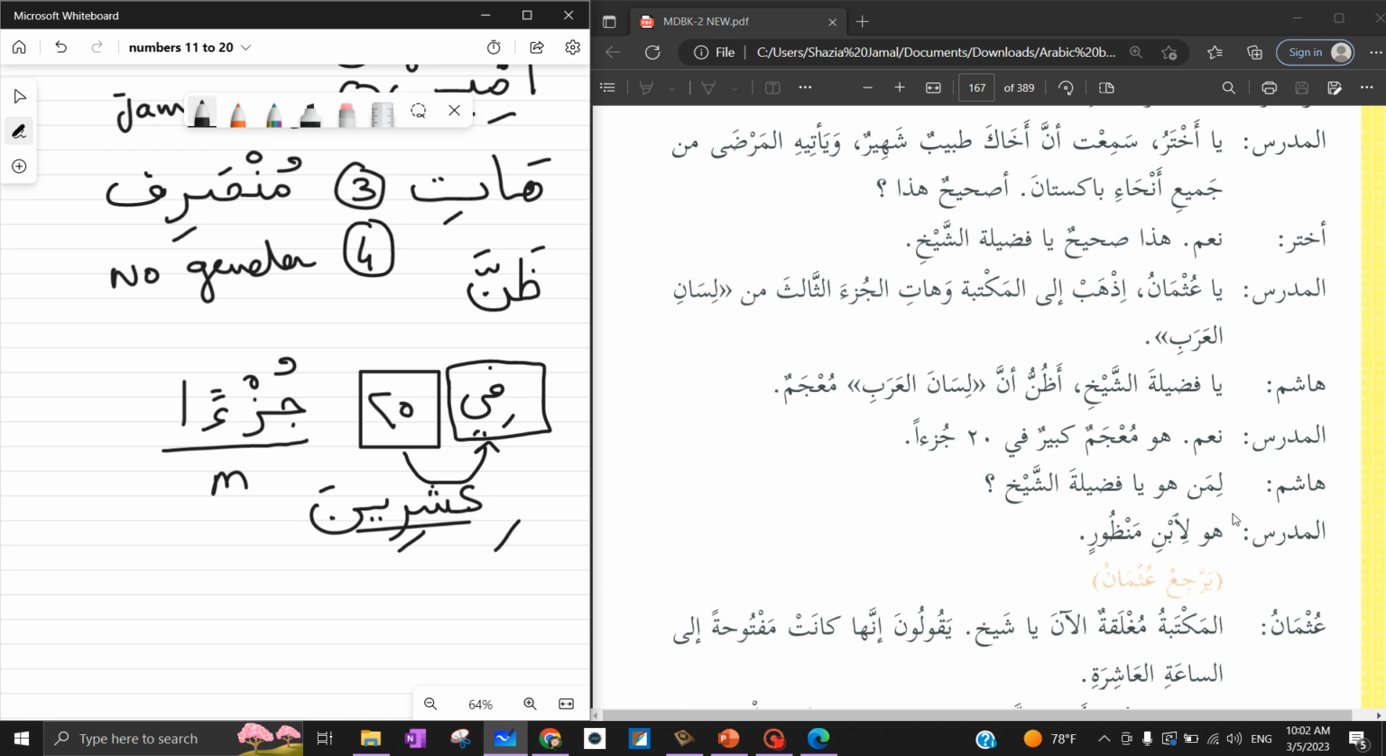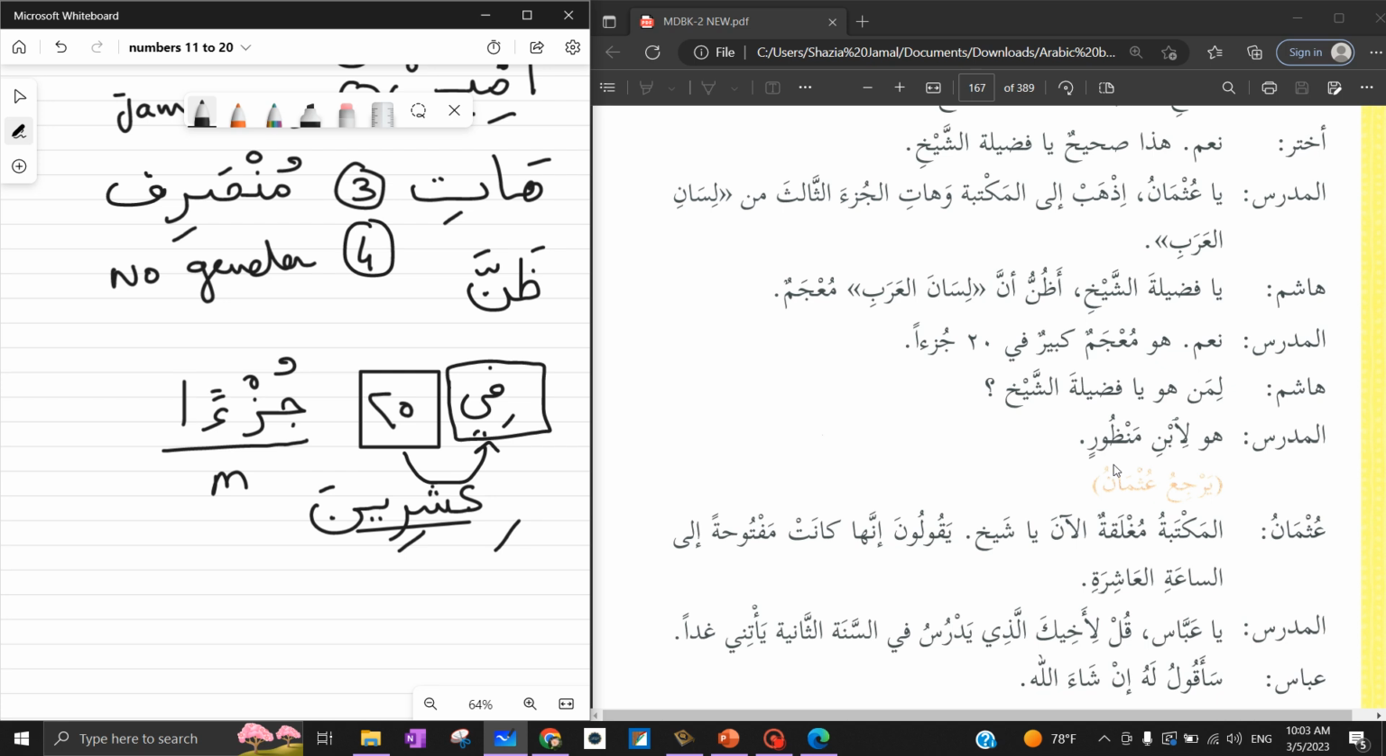So Hashim says, Liman huwa ya fadilat al-shaykh. The teacher says, Huwa li ibn Mandur. Liman huwa is a way of asking in Arabic who is the author of this dictionary. So the teacher says, Huwa li ibn Mandur. The author of the dictionary is Ibn Mandur.